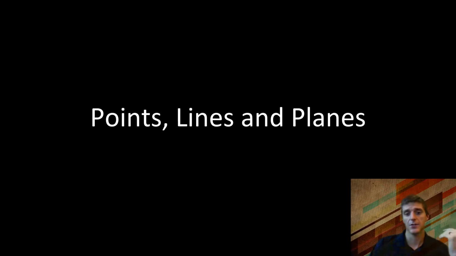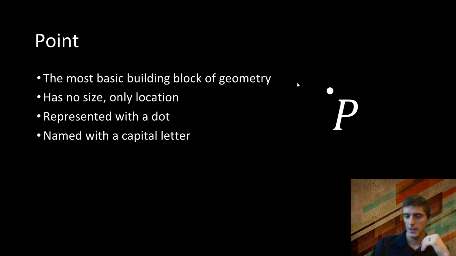So let's take a look at the three building blocks. The very first one is a point. A point is just a location. It has no size. It's denoted as like a little circle, but we can't calculate the area of a point. It has no area. You can see the notation, just a capital letter with a dot next to it. And it's the most basic building block of geometry.